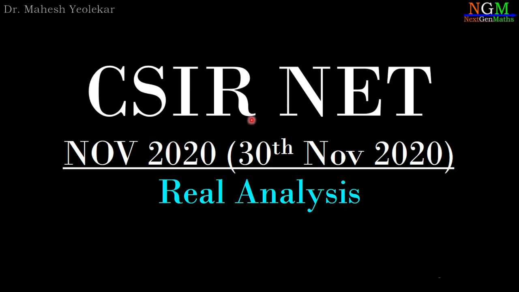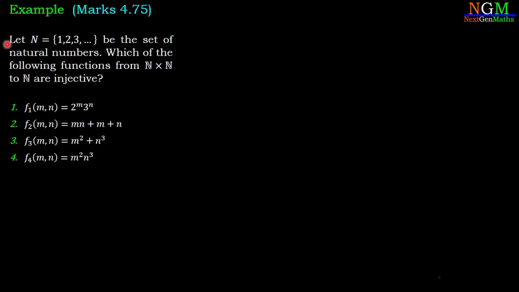In this video, we are going to discuss the problem of CSIR NET November 2020 problem of real analysis. Question: Let N equal to {1, 2, 3, ...} be the set of natural numbers. Which of the following functions from N cross N to N are injective? We have been given four options. First option, f1(m, n) equal to 2 power m 3 power n. f2(m, n) equal to mn plus m plus n, f3(m, n) equal to m square plus n cube, f4(m, n) equal to m square into n cube.